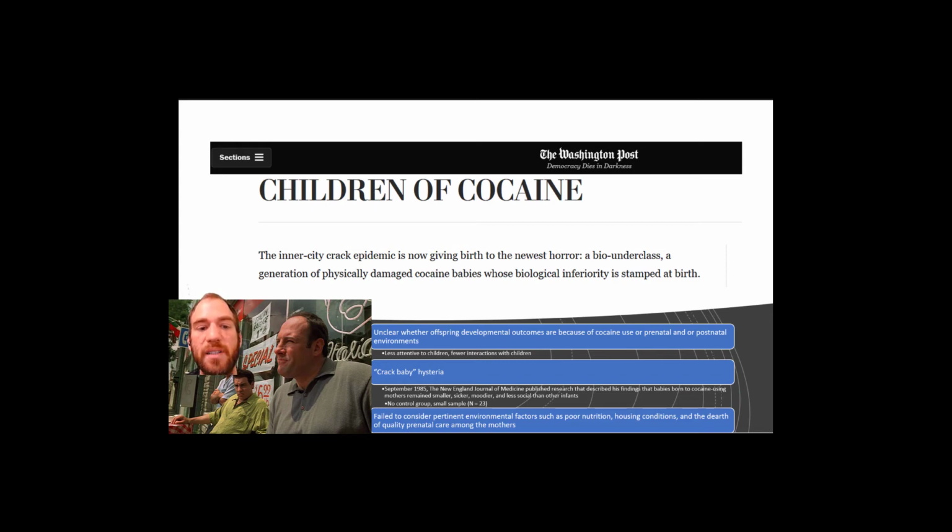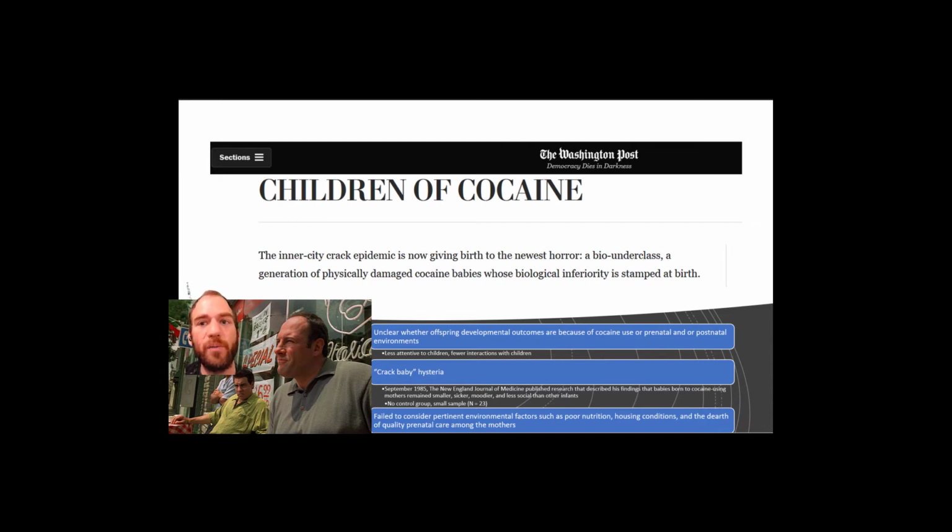Cocaine use during pregnancy. It's unclear whether offspring development outcomes are because of cocaine use or the prenatal or postnatal environment, such as parents being less attentive to children. So the idea here again is that someone who's taking cocaine during pregnancy probably has other issues going on in their lives, right? So there's all these other factors going on.